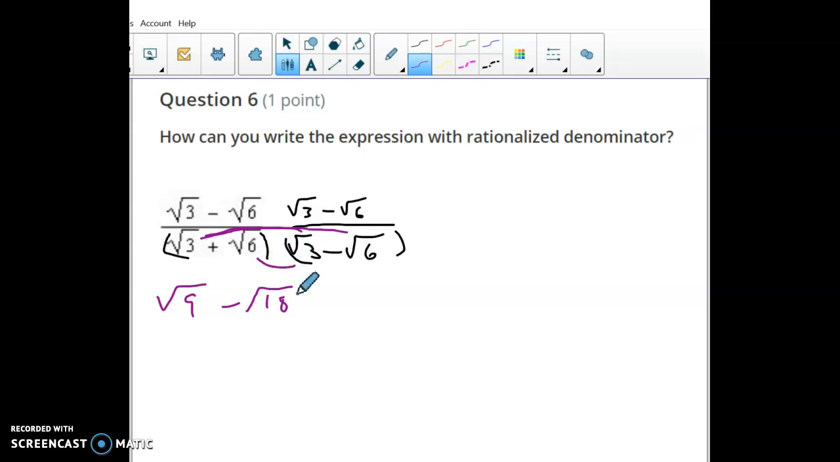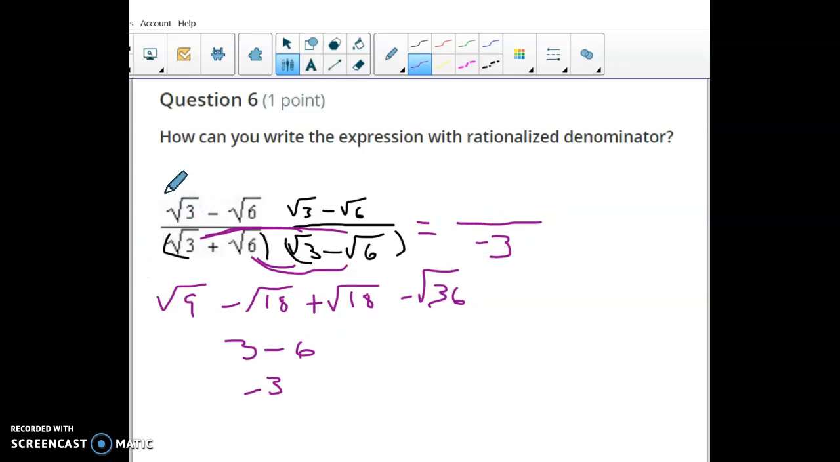On the inside here, positive root 6 times positive root 3 is going to be positive root 18. And root 6 times negative root 6 is going to be negative root 36. So the middles cancel out. So then we have 3 minus 6, which is negative 3. That's going to be our denominator.